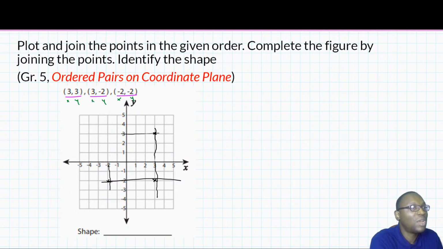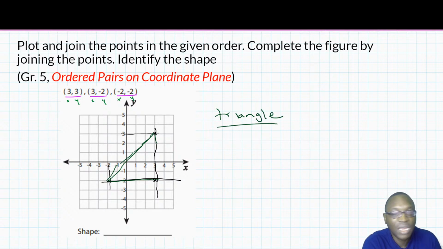So now we're going to try to join them together and see what shape we get. We have this right here, we have this right here, and then we have this point. So we have something that looks like a triangle. This is a triangle. So we have a triangle here.